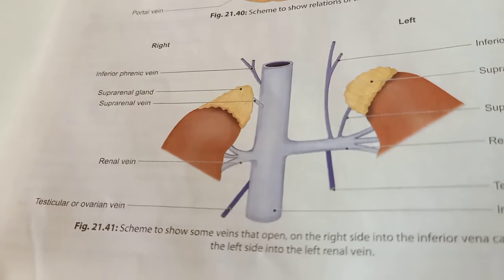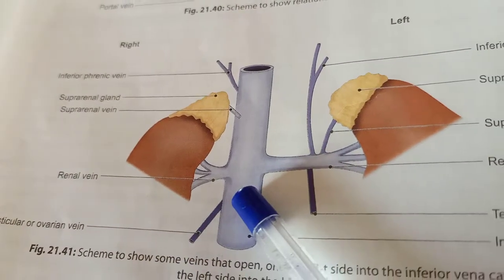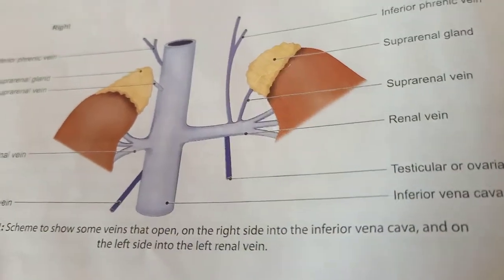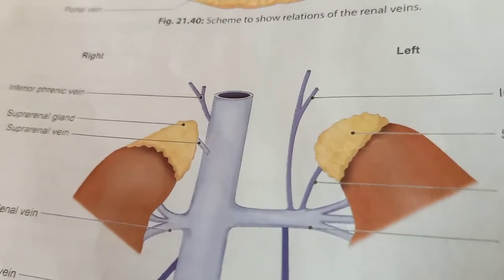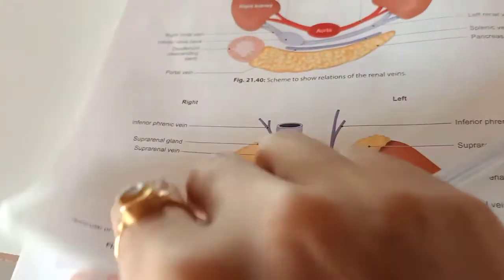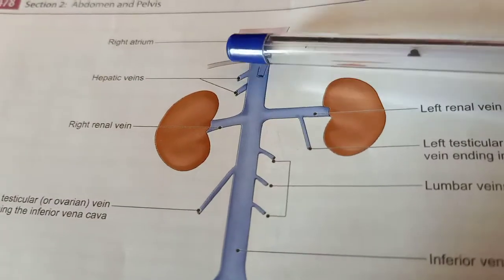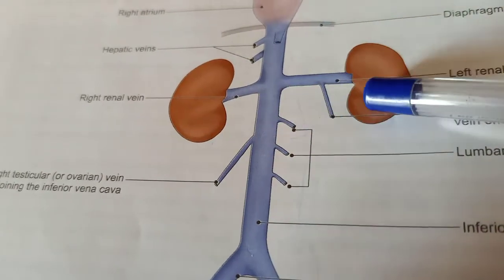This ovarian vein, on the right side, opens directly into the IVC; on the left side it opens into the lumbar veins. So these are the indirect tributaries of the inferior vena cava. The direct tributaries of the inferior vena cava are the hepatic veins, the right, left and middle, and the renal veins, the right renal vein and the left renal vein.